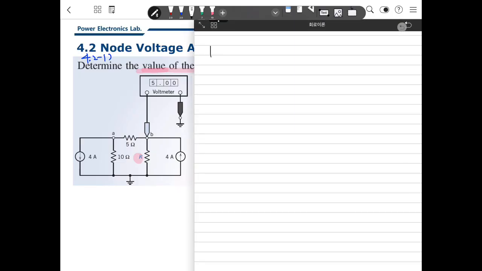This is the 4 ampere current source, and the resistor here, and resistor here, and there's some resistor here. This is the current source here. So this is 10 ohm, this is the 5 ohm, then this is R. That's the question we have to answer.